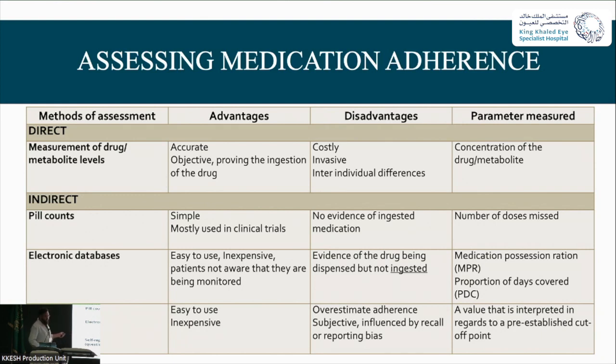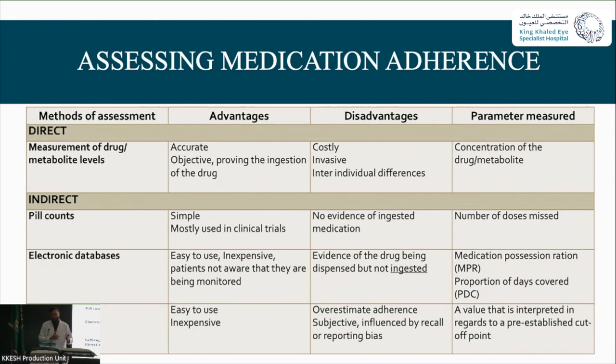The second, which is the indirect way, is the pill count, which means whatever medication we give to the patient, at the next appointment the patient will come with the medication and we will count whether he has taken it as per the duration or not. Electronic database is easy to use: through the system, even without interviewing the patient, we can get the information on whether the patient is taking the medication properly or taking refills on time. The last is the self-reported questionnaire, which I was talking about, where we ask questions to the patient.